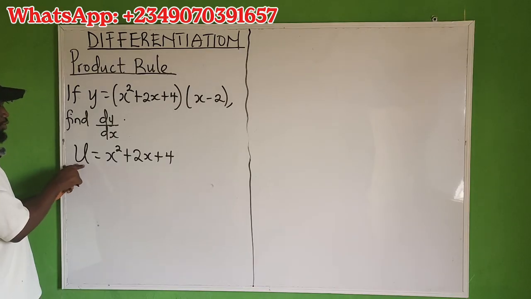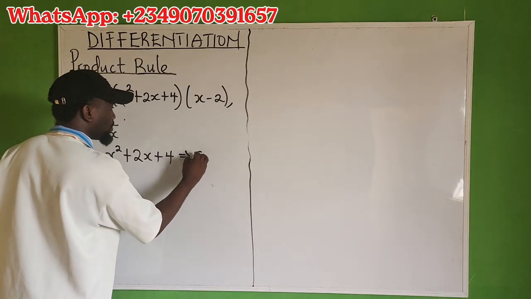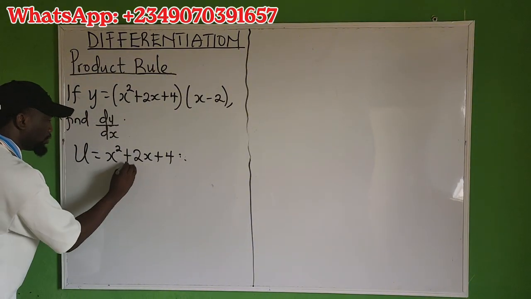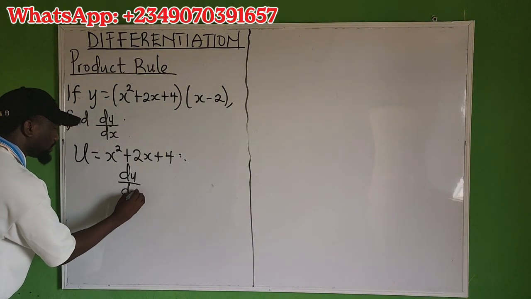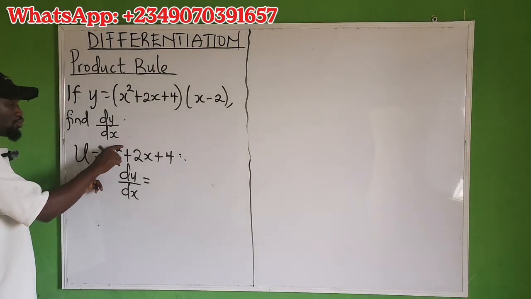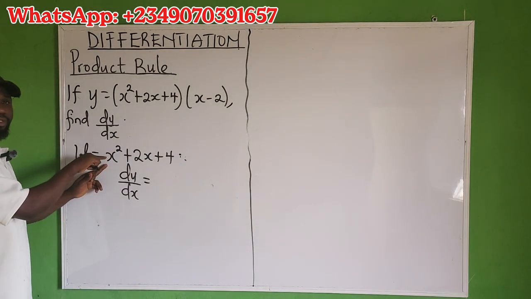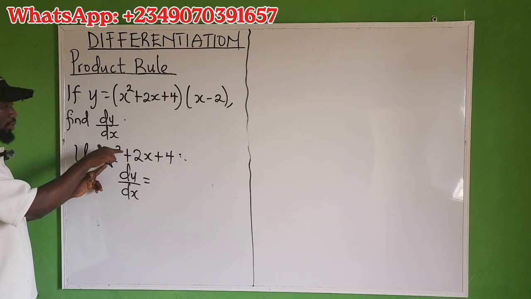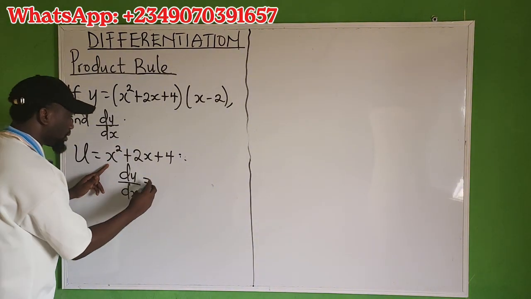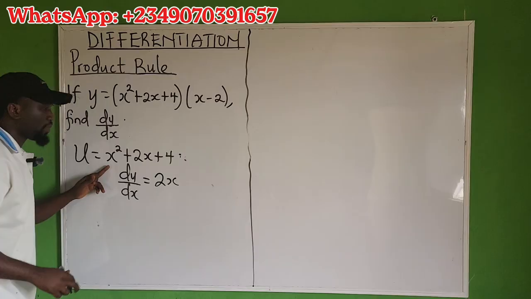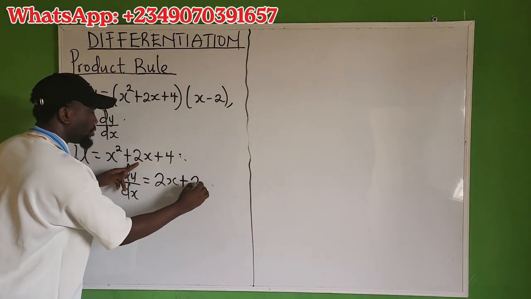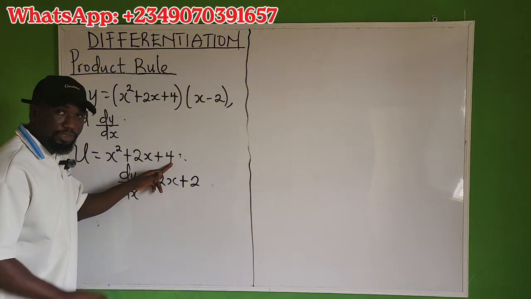Let's differentiate u with respect to x. So du over dx will give us what? Differentiate x squared, that will give us 2x. That is 2 times 1, that is 2. So we have 2x. Subtract 1 from 2, that will give us 1, which represents 2x. Differentiate 2x, that will give us 2. And this 4 is a constant, which is 0.